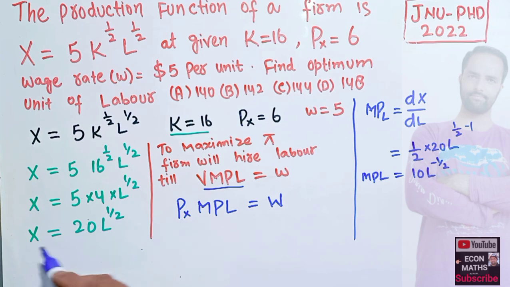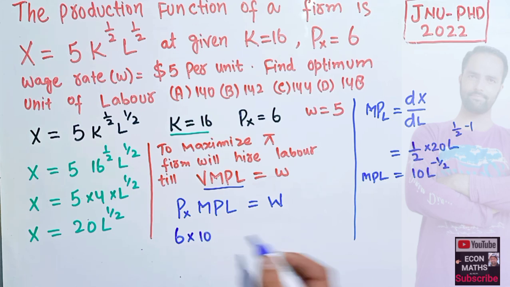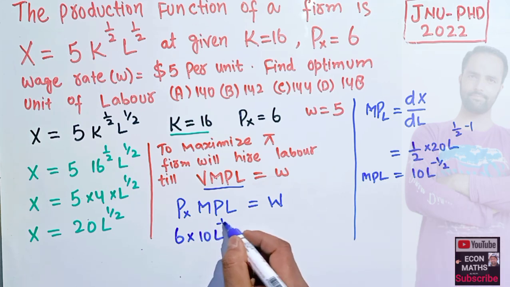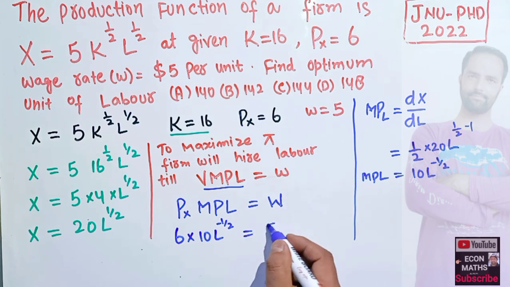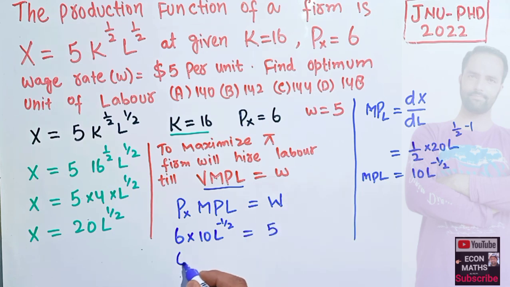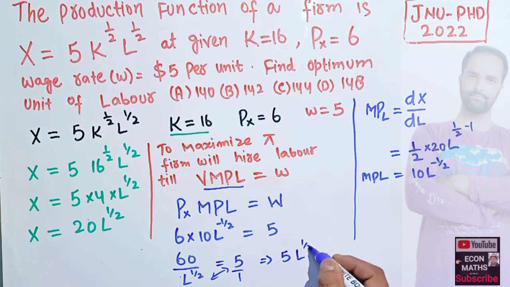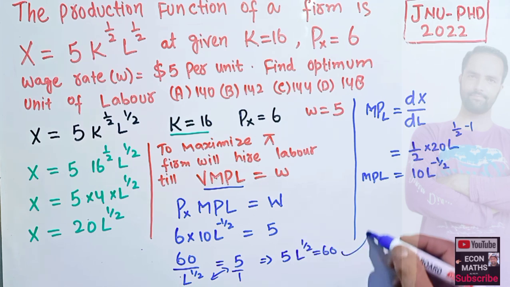So let's write it here. Price of x is being given as 6, so I can write here 6 times 10 L to the power minus 1 upon 2 should be equal to the wage rate that is being given as 5. So which implies 60 upon, if I transpose it here, it will become L to the power 1 upon 2. Exponent sign will get changed when we transpose numerator to denominator, should be equal to 5, which implies 5 cross multiplying. Okay, so we have 5 L to the power 1 upon 2 should be equal to 60. Let's rewrite it here.